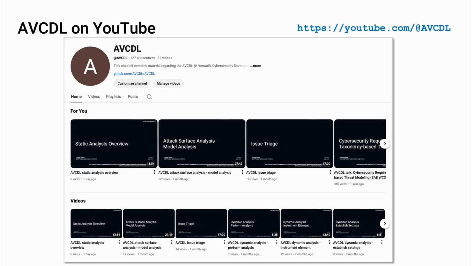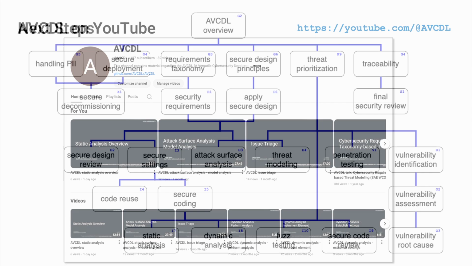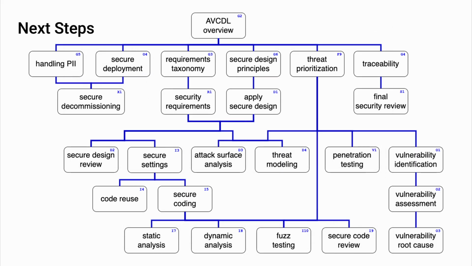Videos covering various aspects of the AVCDL are available on our YouTube channel, as shown here. It's important to note that all AVCDL materials, except for the introductory blog posts, are intended for product cybersecurity engineering practitioners. With this training complete, if you've completed the other trainings covering the static analysis process activities, you can proceed to the other trainings at this level. These include dynamic analysis, fuzz testing, and secure code review.